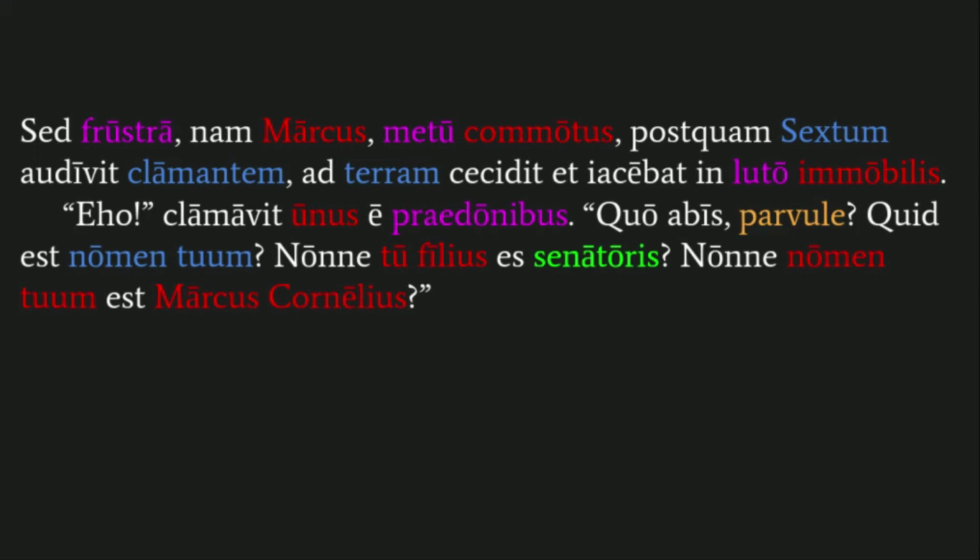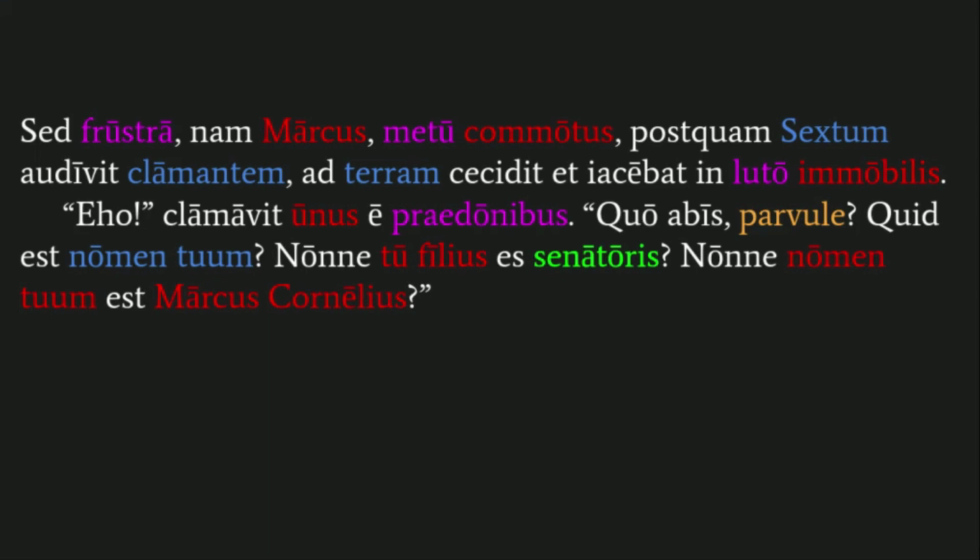And jacebat, he was lying. Again, this is not throwing. This is jacere, to lie down. He was lying in the mud, in luto. And he's described as being immobilis, motionless. So Marcus, when he hears Sextus and sees these men, it's that fight or flight instinct. He has the flight instinct, to not really fight them back or attack these men. He just freezes up and falls to the ground and he's lying there while these men are coming at him, basically.